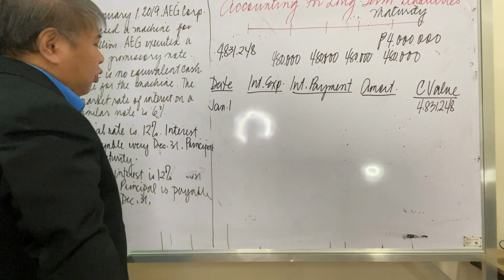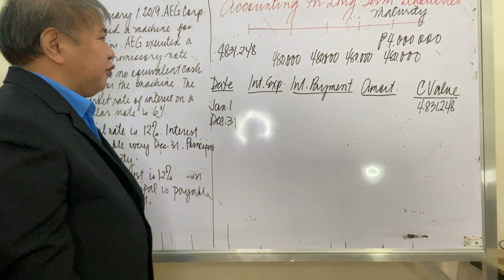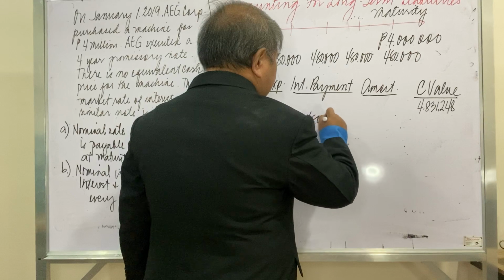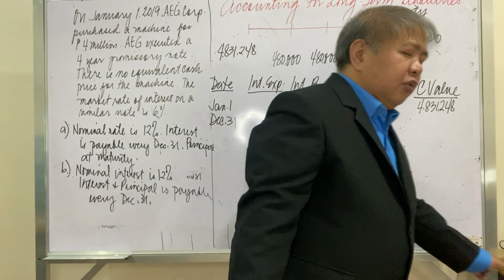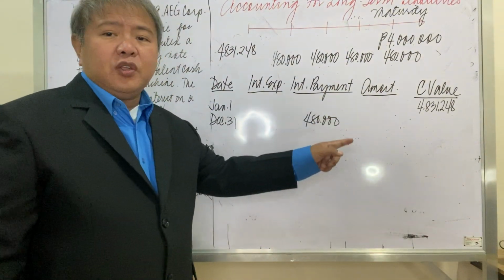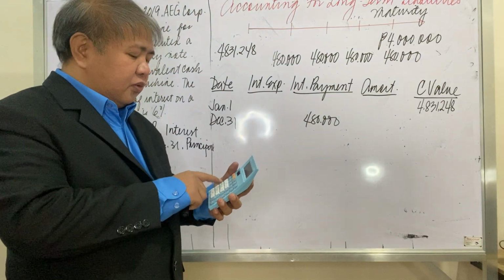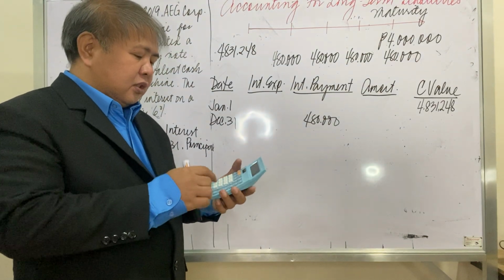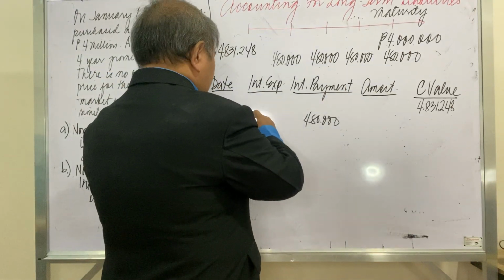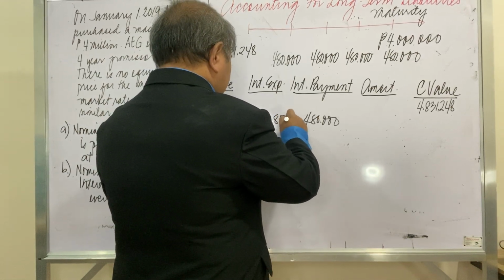Okay? So on December 31, the company will have to pay 480,000 in interest. Let's compute the interest expense, which is equal to, again, the carrying value of the obligation multiplied by the effective interest. So 4,831,248 times 0.06. That is 289,875.